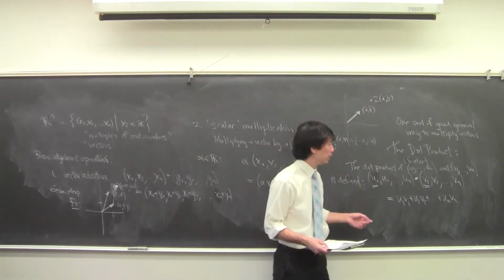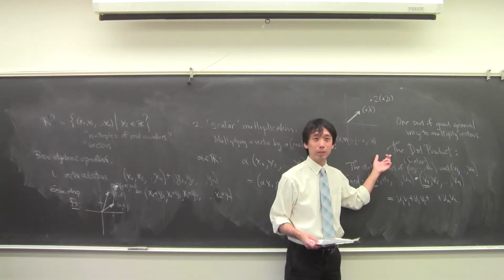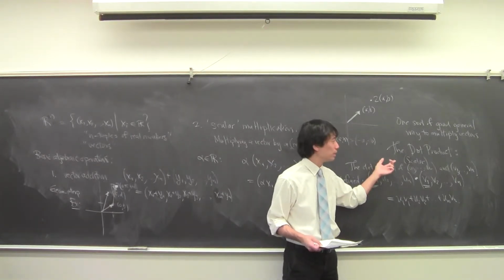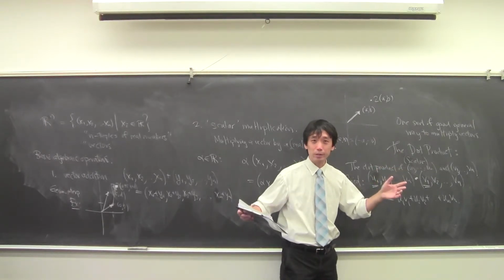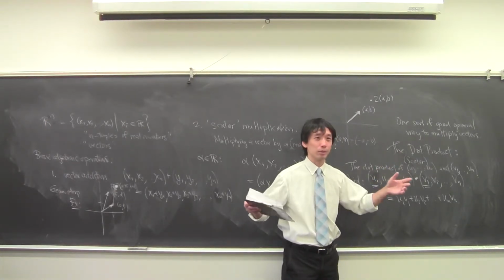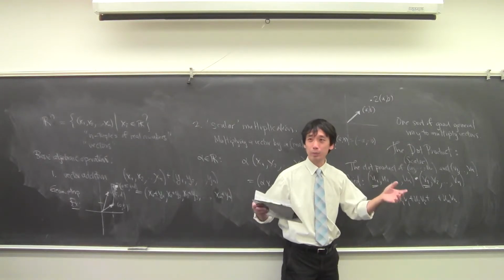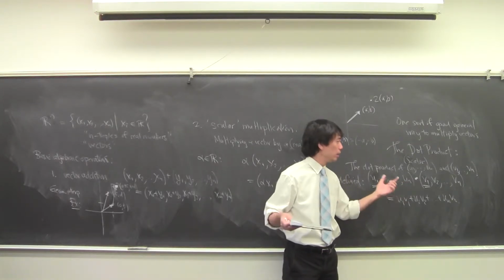And maybe you see what's bad about this. What's unsatisfying about this sort of product, right? You're thinking of the vectors as your generalized numbers, and you want some way of multiplying these generalized numbers together. And we have one way.